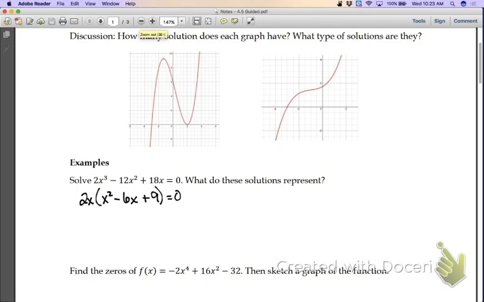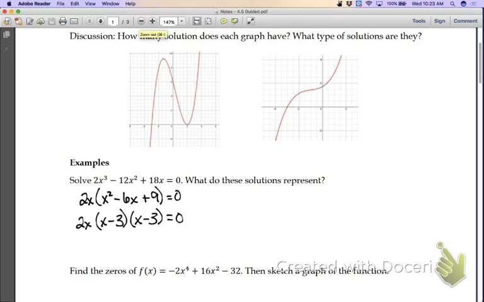I want to factor this thing completely. Can I factor what's in the parentheses? Can I factor x squared minus 6x plus 9? Are there 2 numbers that multiply together to give me a positive 9, and combine to give me a negative 6? Yeah, what are they? Negative 3 and negative 3, right? So I have x minus 3, and I have x minus 3.